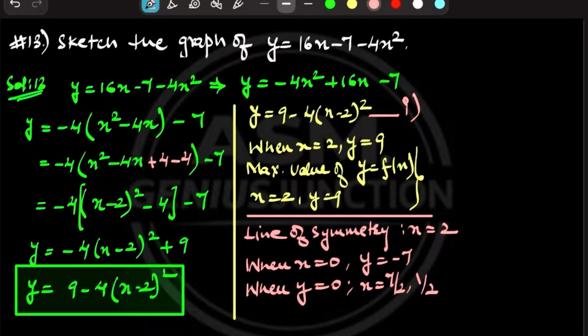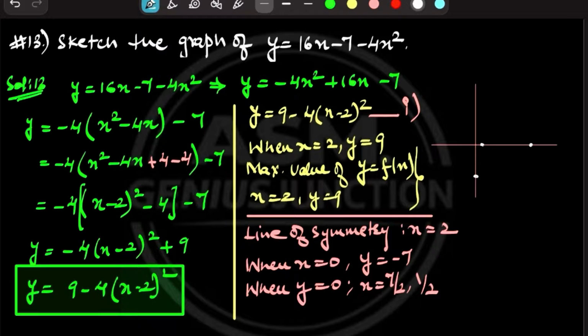Okay, so now based on this concept, we will draw the graph for the given function. So let's quickly make the x-axis and y-axis. Then let's plot the points for the given question. We can see that this curve is going to intersect the y-axis at -7, so I will put -7 over here. Then when y is 0, x has the values 7 by 2 and 1 by 2. So 1 by 2 can be right over here and 7 by 2 here, right?